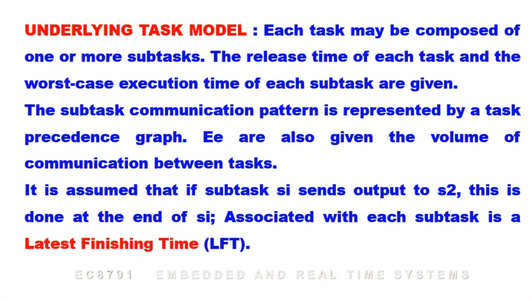Underlying task model. Each task may be composed of one or more subtasks. The release time of each task and the worst case execution time of each subtask are given. The subtask communication pattern is represented by a task precedence graph. We are also given the volume of communication between tasks. It is assumed that if subtask S1 sends output to S2, this is done at the end of S1. Associated with each subtask is a latest finishing time.